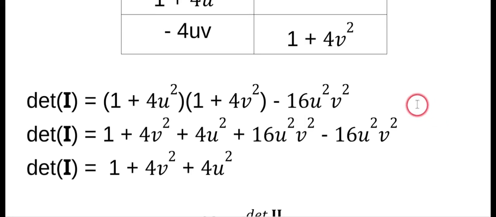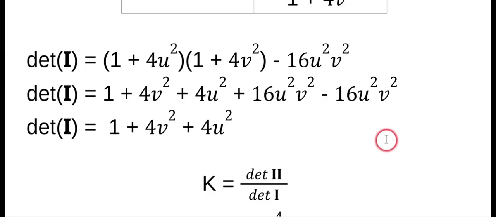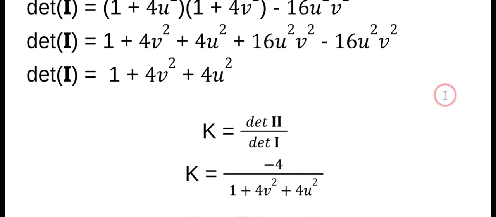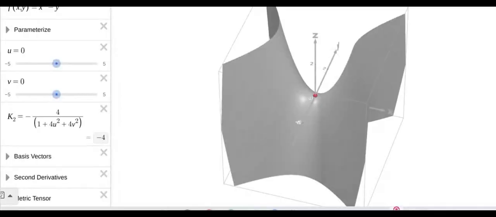So in the old school days, the Gaussian curvature was defined as the determinant of the second fundamental form divided by the determinant of the first fundamental form. And you got this. Okay? Negative 4 over 1 plus 4v squared plus 4u squared. And the maximum curvature for the function we're working on, the hyperbolic paraboloid, is when u and v equal 0. So let's go take a look at that.